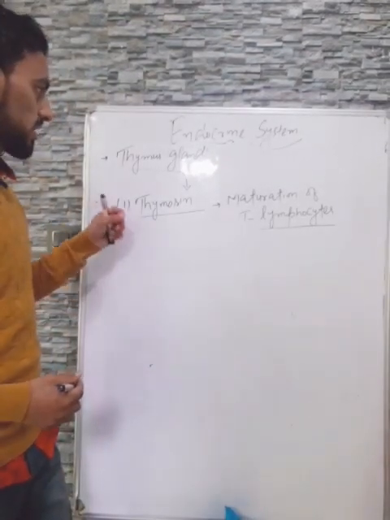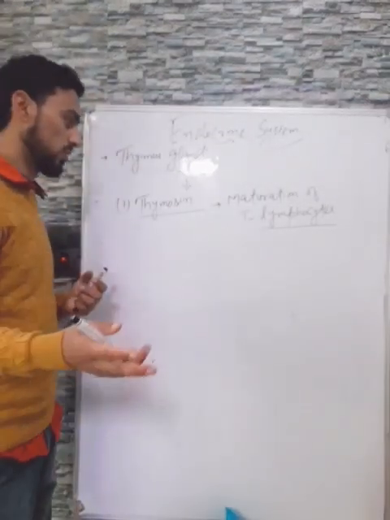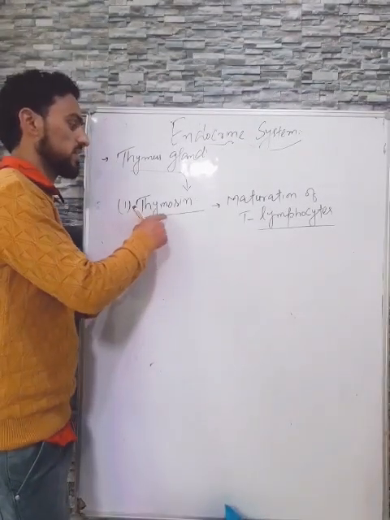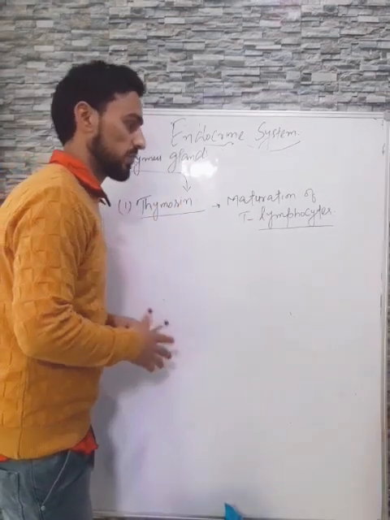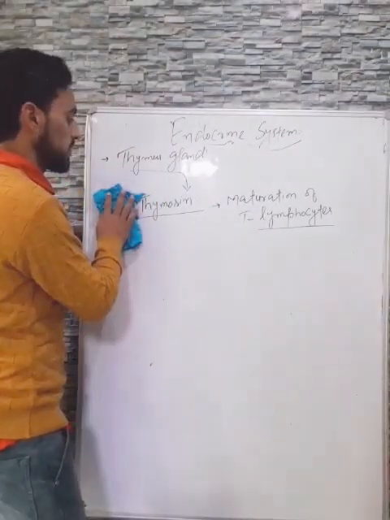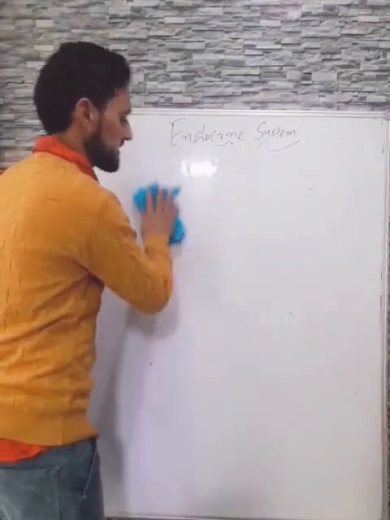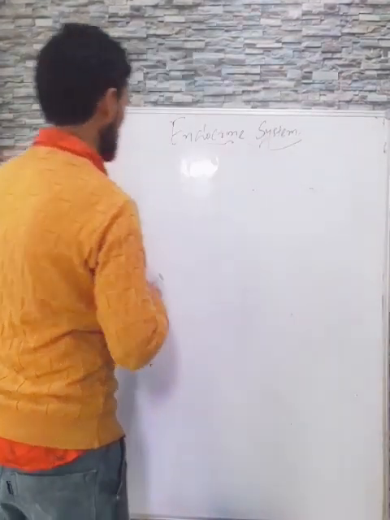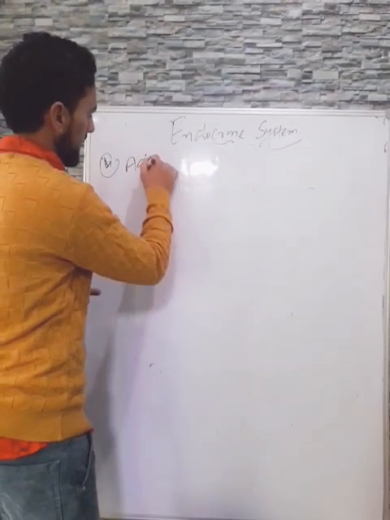This much about the thymus gland. Its location is near the heart. It is also a bilobed structure and secretes a single hormone known as thymosin, which helps in the maturation of T lymphocytes, which are the main component of our immune system. After that, the next glands are known as the adrenal glands.